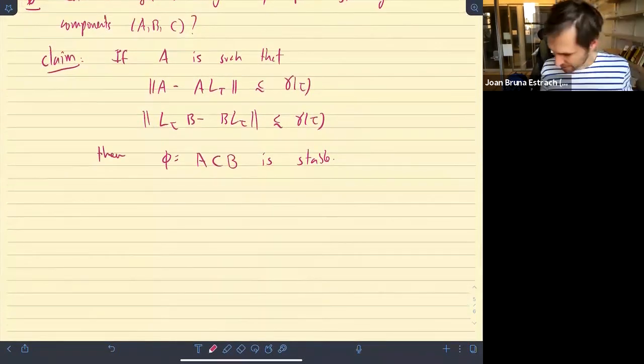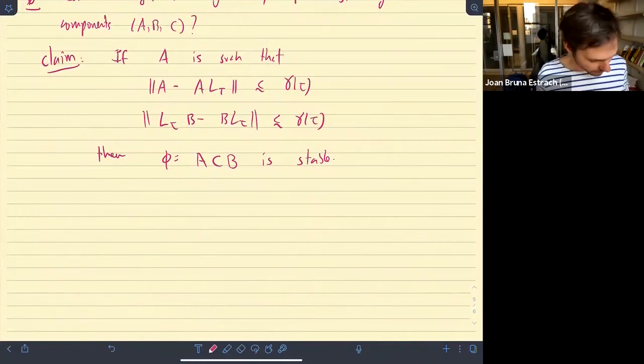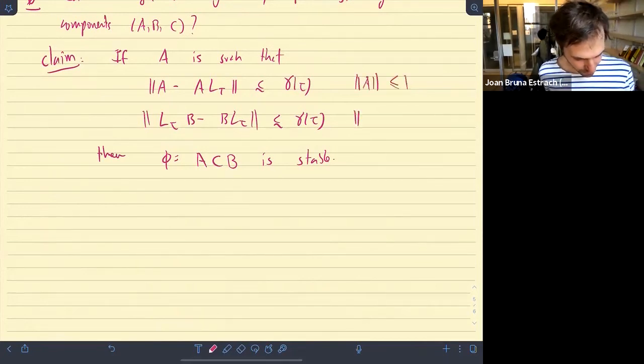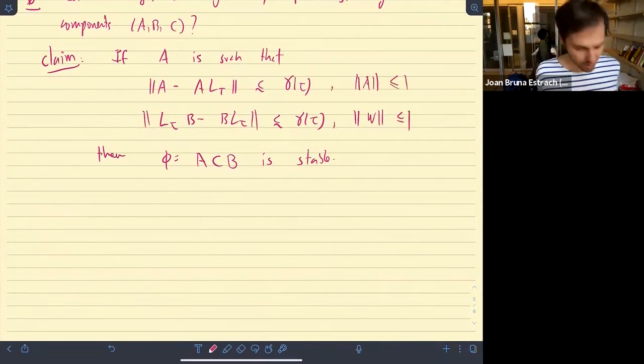And I need, I guess I need also some unicity. And I need, let me just say that this is going to be an operator that is unitary. This is going to be unitary. Okay. These are the properties that I'm going to use. So let's check that.